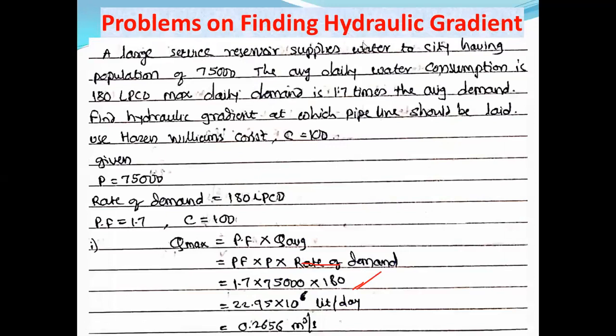Two 656, correct. Where we find out the diameter, have you found? Wait, sir, I'm calculating. Okay. Those students who have found the diameter of the pipe, try to find out the slope. Do the calculation and find out the slope.